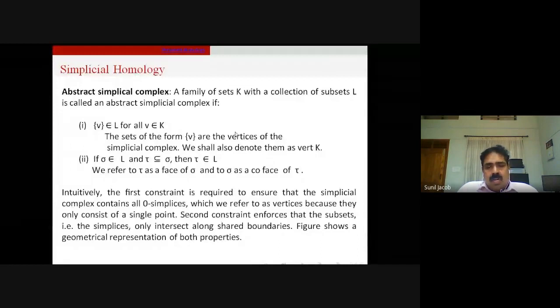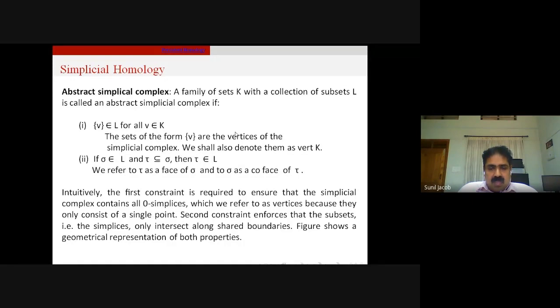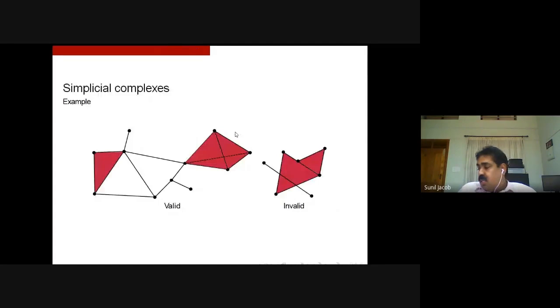Now, there are 2 conditions to be satisfied by a simplicial complex. The importance of these 2 conditions is that, intuitively, the first constraint is required to ensure that the simplicial complex contains all 0-simplices, that is, it contains all vertices. The second one ensures that the subsets, that is the simplices, only intersect along shared boundaries. That means they cannot intersect as they wish. They can intersect only along shared boundaries, as you can see in the figure.